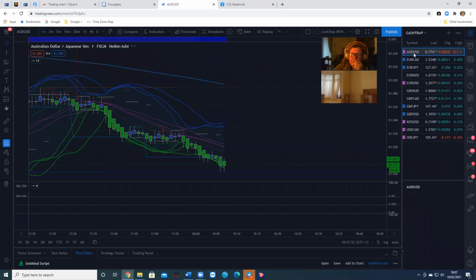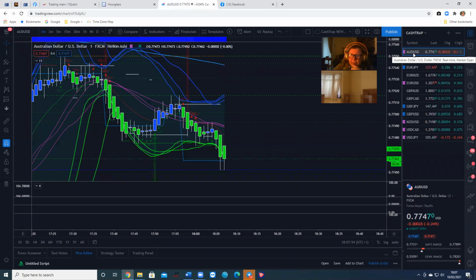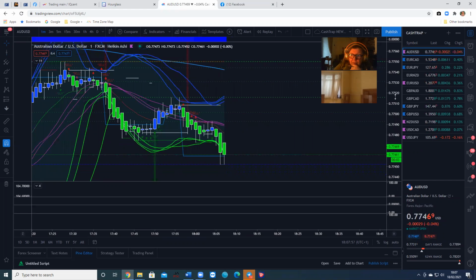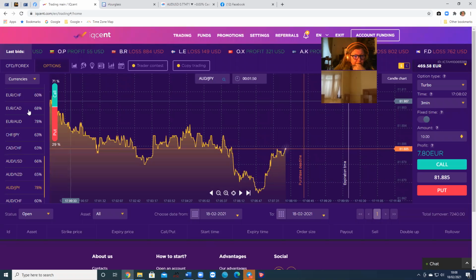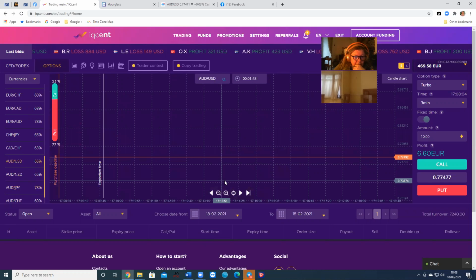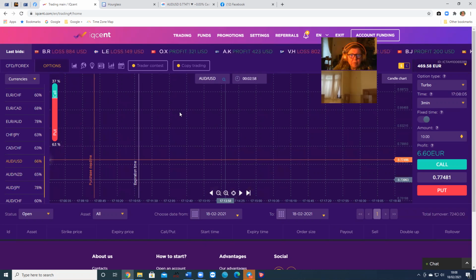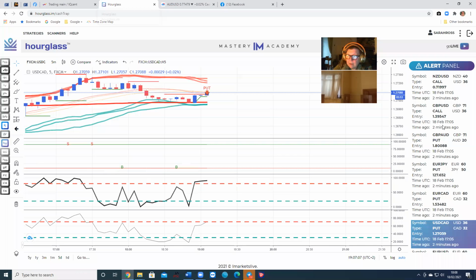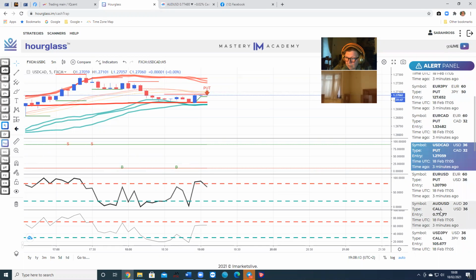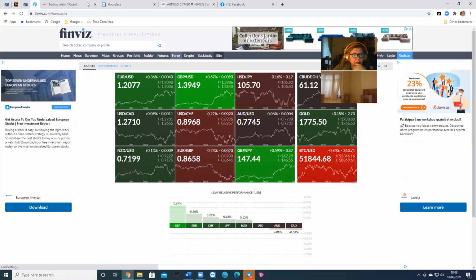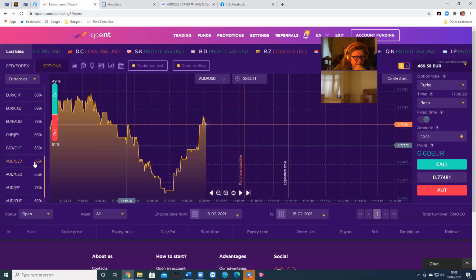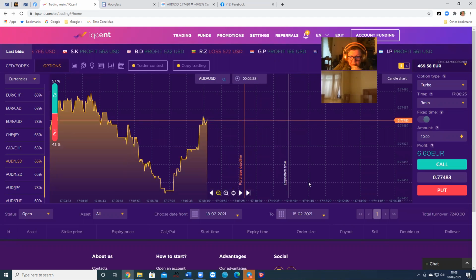Or USD. It's only down at 66% though, so not brilliant. Or USD was a call 3 minutes ago, but we've got Australian dollar a little bit weaker than the US dollar. It's paying out at 66.